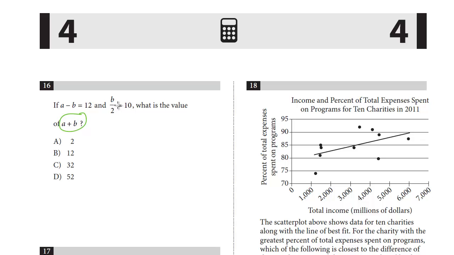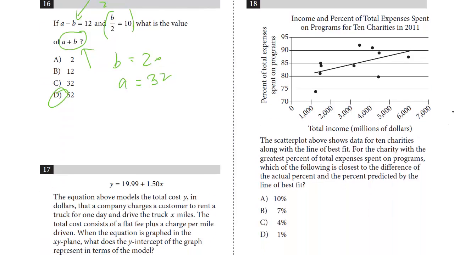So first of all, we can solve for b in the second equation. We can multiply both sides by 2, and we get b equals 20. All right, so we know b is 20. What number minus 20 equals 12? Well, a is 32. And again, you want to be careful because you see 32 as a choice, but the question is asking for the sum of both variables, 32 plus 20 equals 52. So not a hard question, just pay attention to the details.